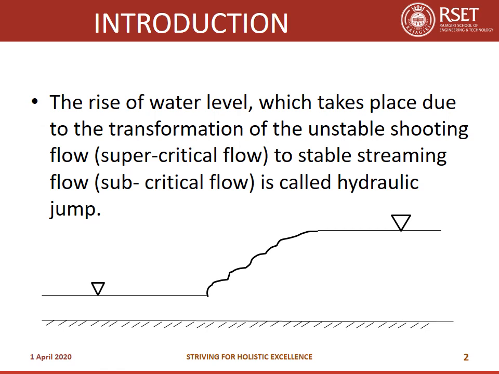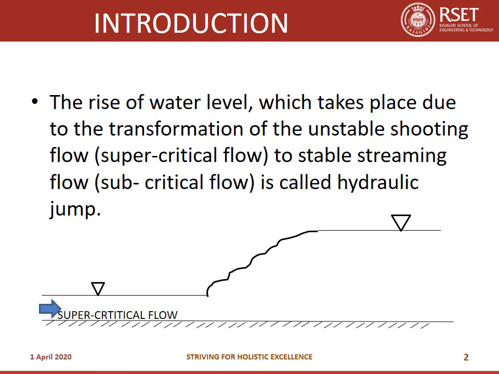Hydraulic jump is the rise of water level which takes place due to the transformation of unstable shooting flow or supercritical flow to stable streaming flow or subcritical flow. So, from unstable supercritical flow, the flow is transforming into stable subcritical flow. The definition of supercritical and subcritical flow has already been discussed in the previous lecture. Here we'll be looking into how the transformation of supercritical flow to subcritical flow takes place, and the process in which this rise of water level takes place is known as the hydraulic jump.